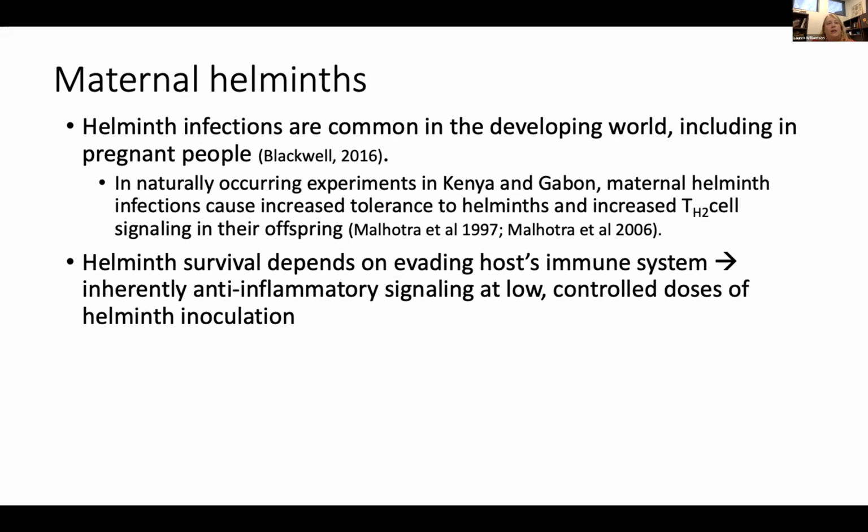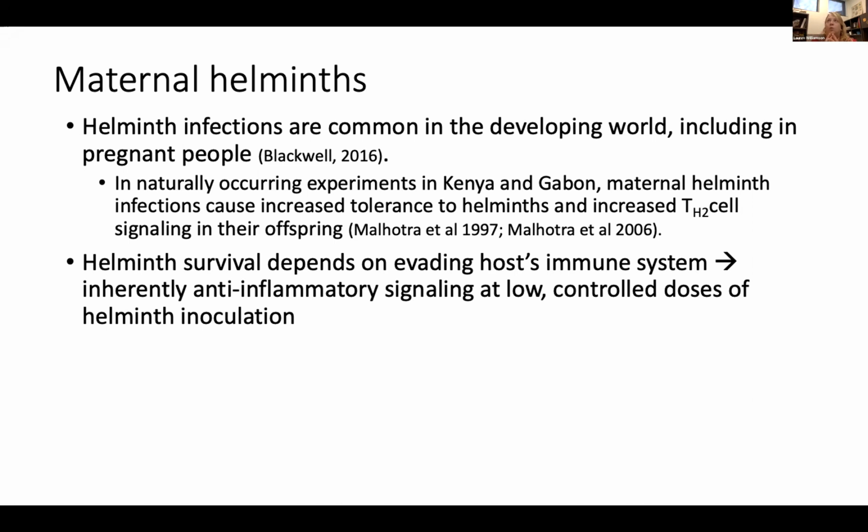So in some different experiments, in populations in Kenya and Gabon, maternal helminth infections, so they had different kinds of liver flukes or different kinds of lungworms, not great, but increased tolerance in their offspring to a later helminth infection and changed how their T cell population was, sort of the stoichiometry of their T cell population, in that they tended to be more T helper cells.